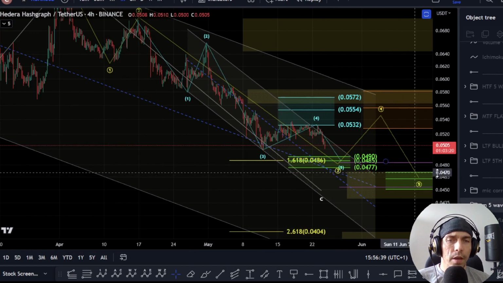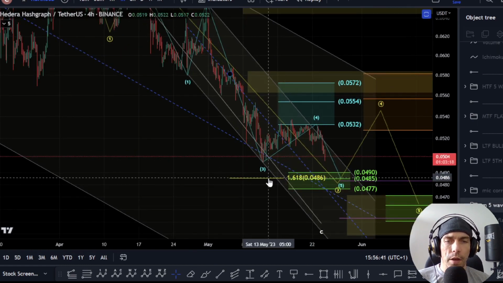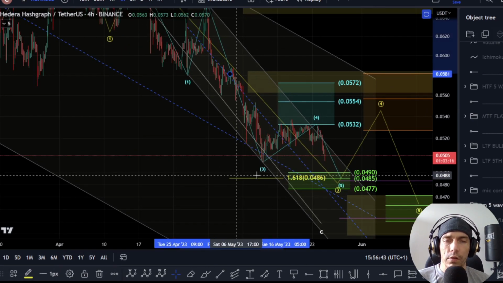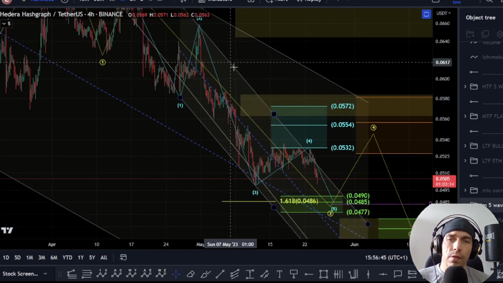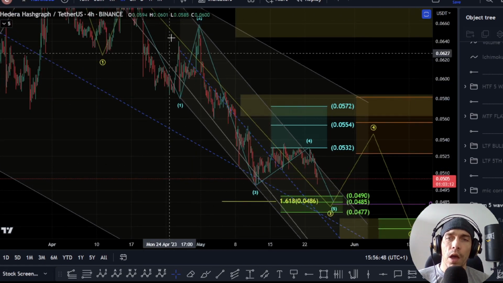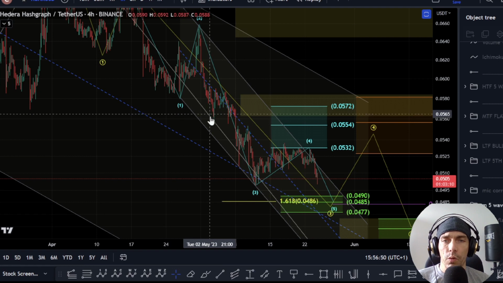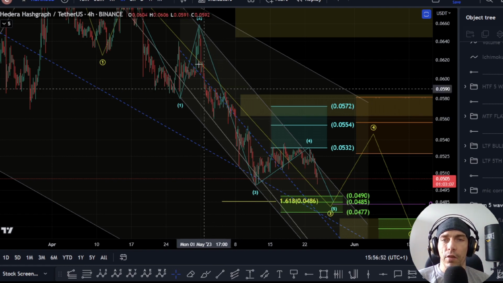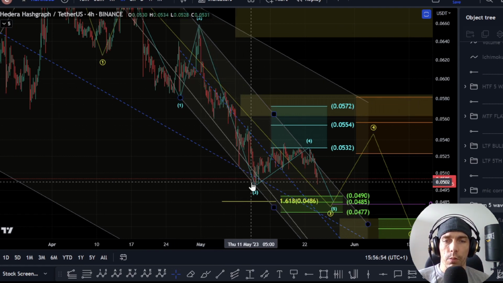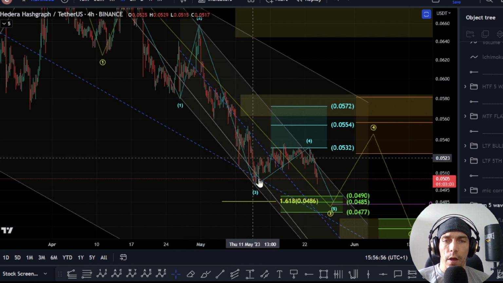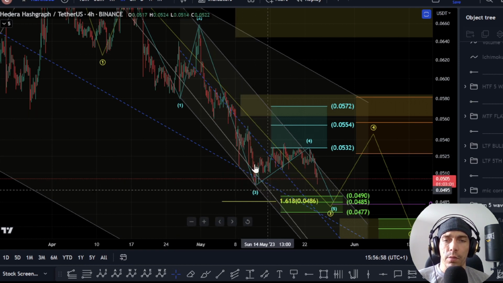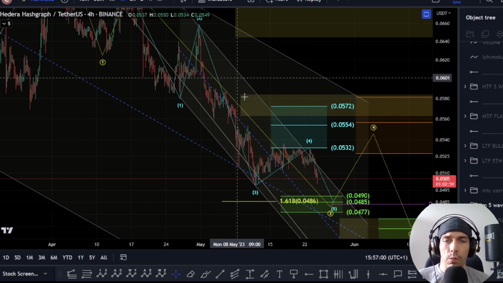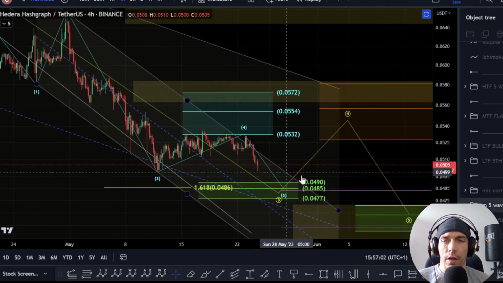Now the problem that I have with this is we didn't actually get back down to this 1.618. So this could indicate that there's either some extension going on within this move, or alternatively within this move here, the wave 1 has actually extended, where this becomes 1, 2, 3, 4, and then 5. So it's possible that because we're measuring this looking for this 1.618, we might not actually get there.